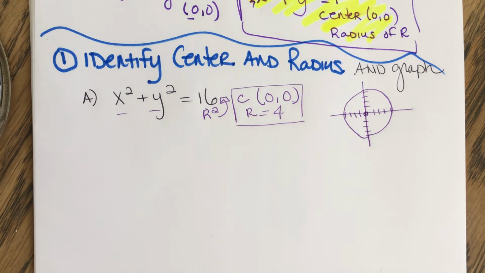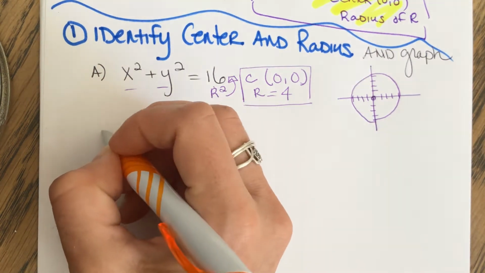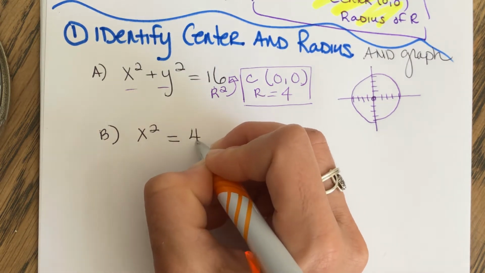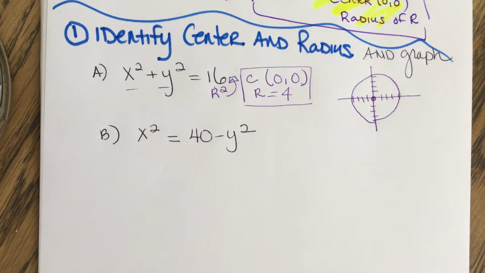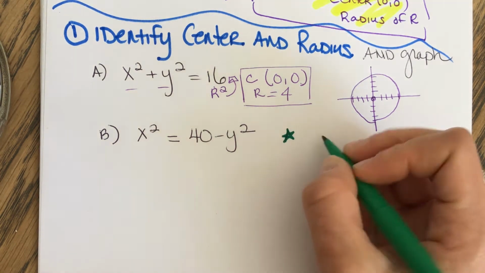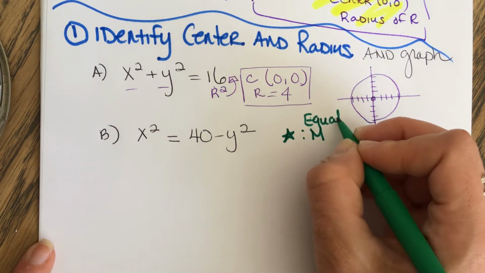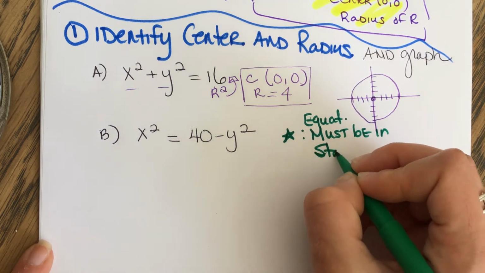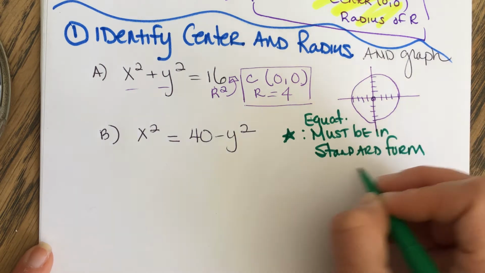All right, so we're going to stick with just doing centers at the origin right now, and then we're going to shift it because that's how your homework is. All right, so watch for this one. x squared equals 40 minus y squared. Okay, so on your paper, put a star, and on the star, I want you to write: the equation must be in standard form. Like, you know, your standard form of a line would be y equals mx plus b.